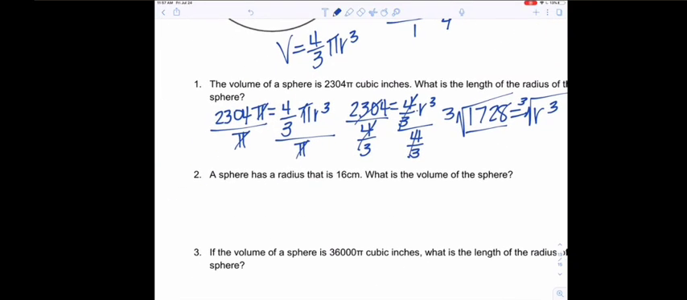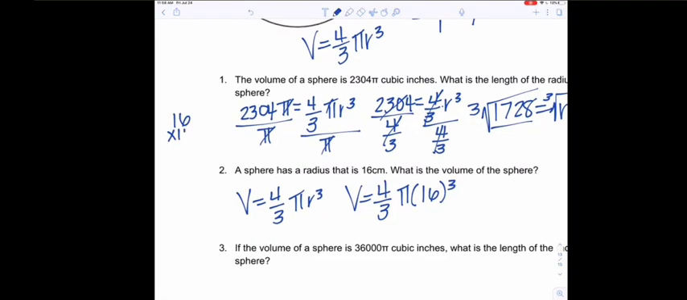Number 2 says, a sphere has a radius that is 16 centimeters. What is the volume of the sphere? So here we're just plugging in volume equals 4/3 pi r cubed. And where we see an r, we're going to replace it with 16. So volume equals 4/3 pi 16 cubed. So now we have to do this math carefully. We don't want to mess up multiplying the 16.